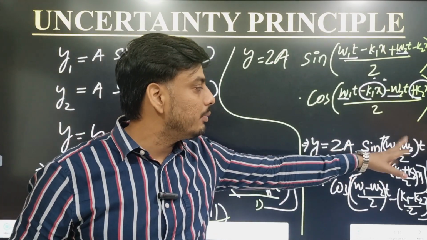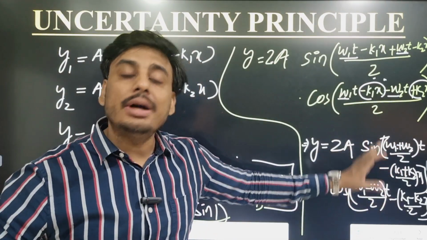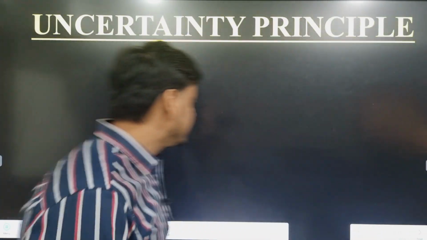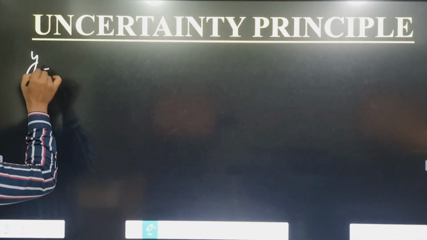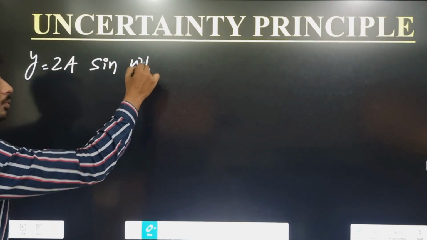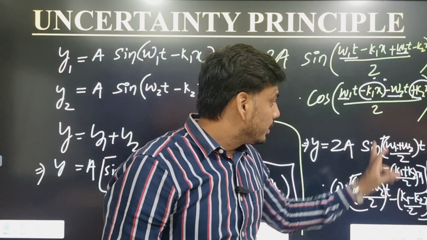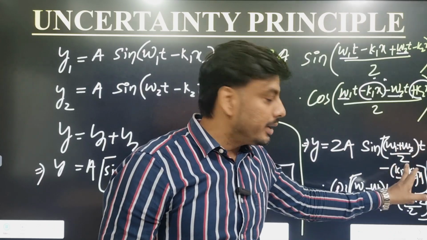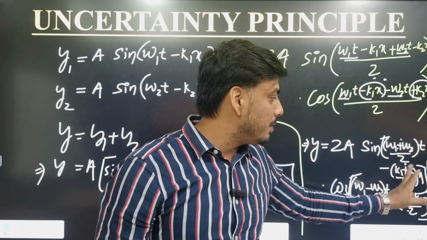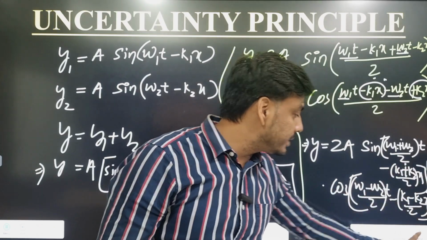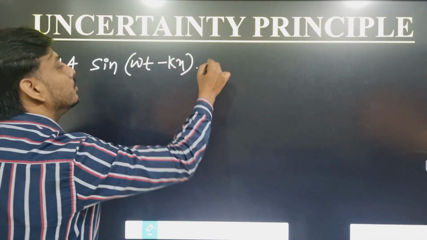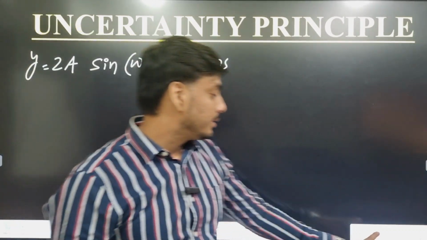2a sin of omega 1 plus omega 2 by 2. Omega 1 plus omega 2 by 2 is nothing but the average value. So we can directly write y equal to 2a sin omega t, where omega 1 plus omega 2 by 2 is the average value. So omega t minus k1 plus k2 by 2 is the average value, minus kx, into the cos term.